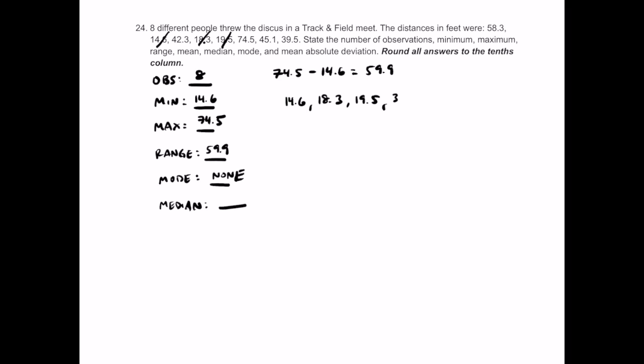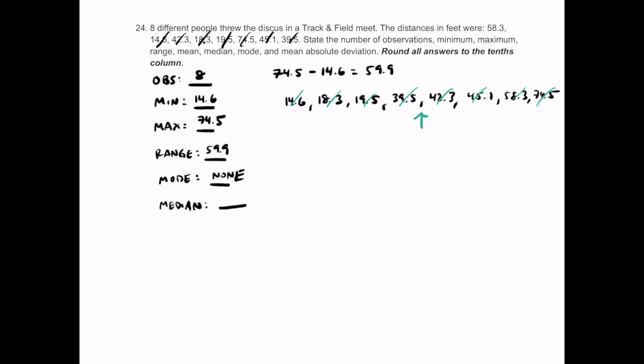Let's go with 39.5 and 42.3. We'll go with 45.1, 58.3, and 74.5. Okay, I think I got those right. And there's 8 people, right? So 1, 2, 3 on the left, 1, 2, 3 on the right. And what's between these two numbers here?